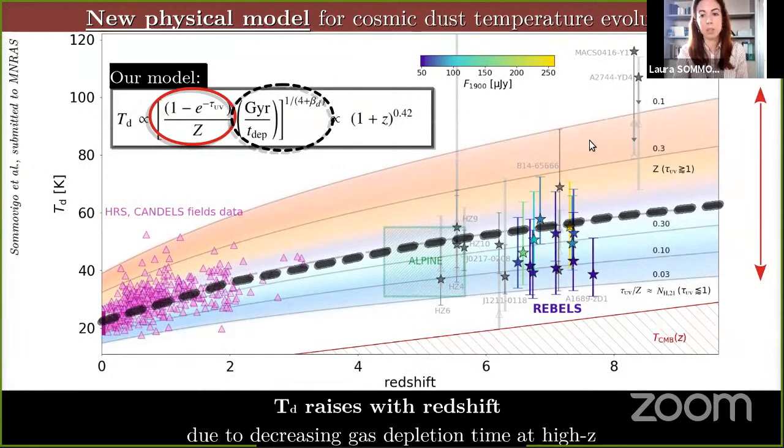What I'm showing you here with this colored region is our prediction for reasonable values of tau UV and of the metallicity. And we can focus on two approximations, that of UV transparent galaxies with low optical depths and that of UV obscured galaxies. For the UV transparent galaxies, basically this term is equal to the ratio between the optical depth and the metallicity, which is nothing more than the column density of the galaxies.